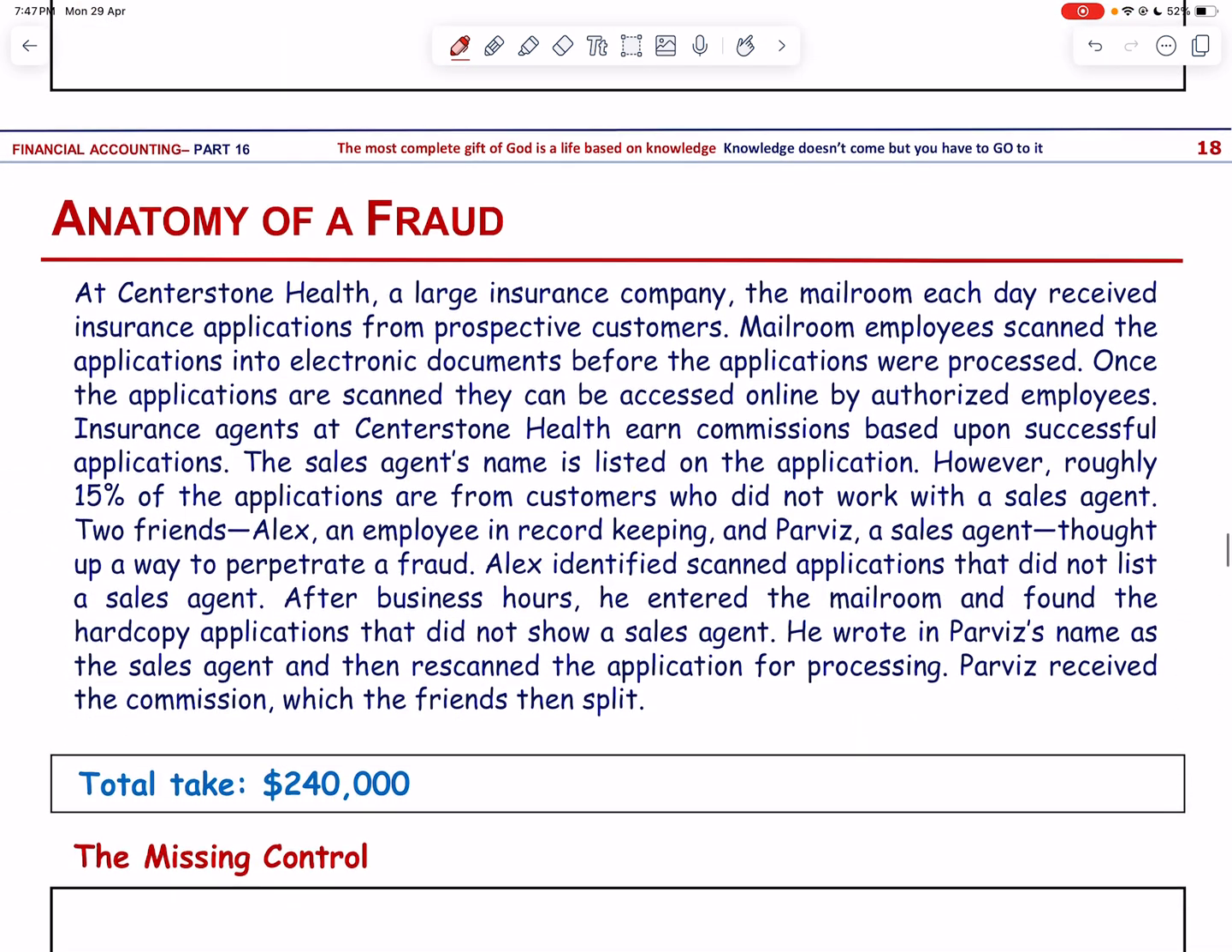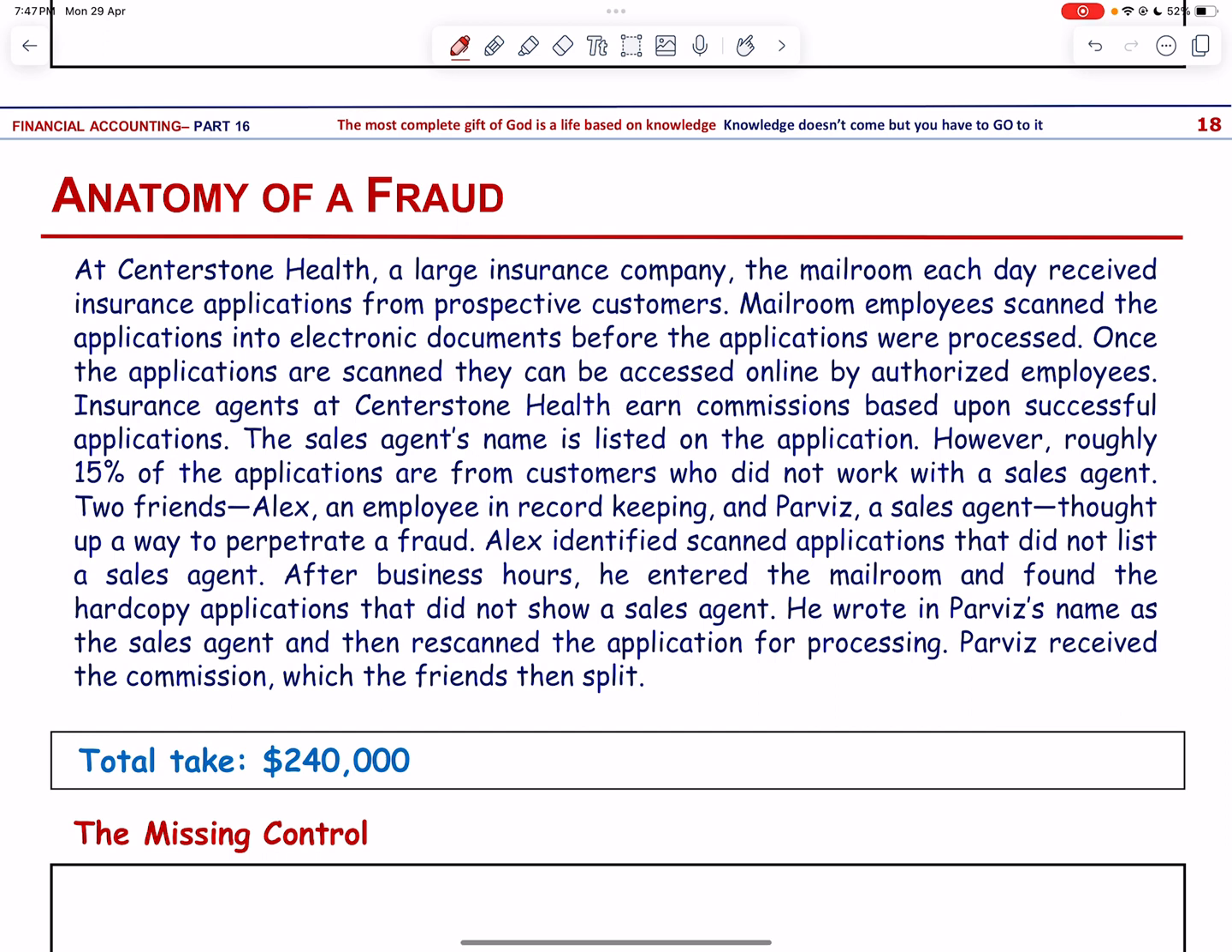At Centerstone Health, a large insurance company, the mail room each day received insurance applications from prospective customers. Mailroom employees scanned the applications into electronic documents before the applications were processed. Once the applications are scanned, they can be accessed online by authorized employees. Insurance agents at Centerstone Health earn commissions based upon successful applications. The sales agent's name is listed on the application. However, roughly 15% of the applications are from customers who did not work with a sales agent. Two friends, Alex, an employee in record keeping, and Parvez, a sales agent, thought up a way to perpetrate a fraud.